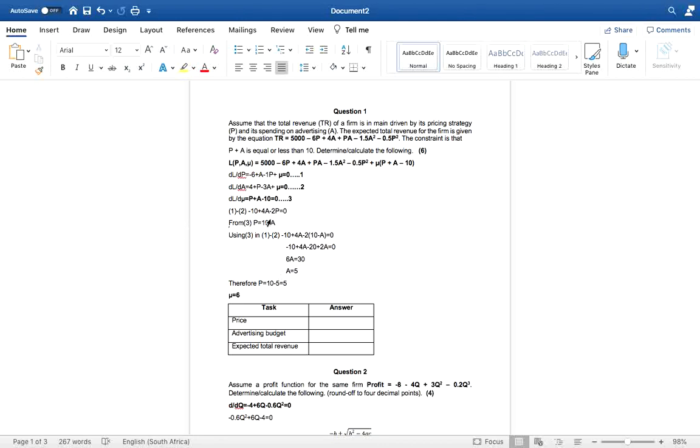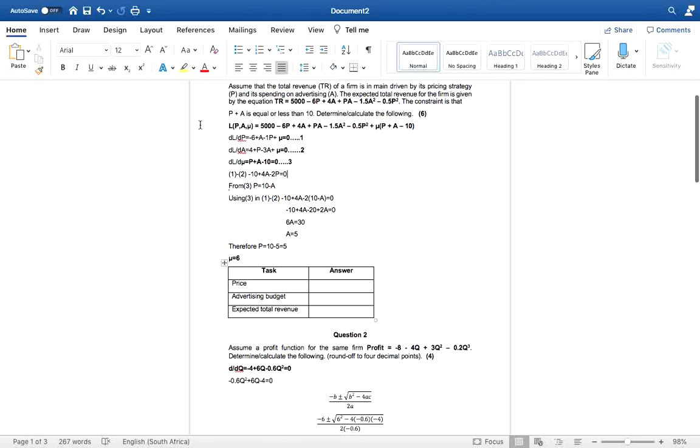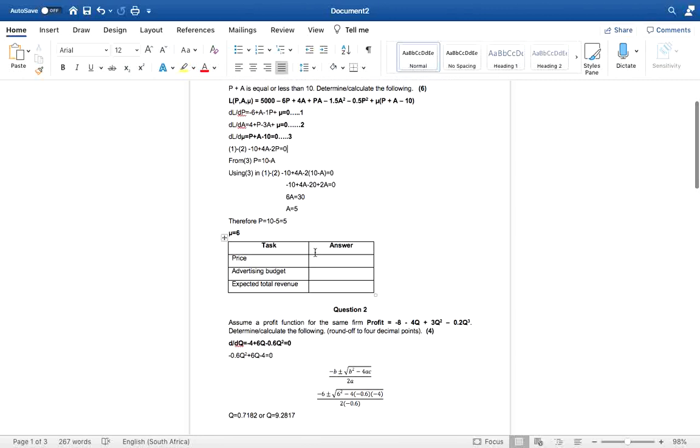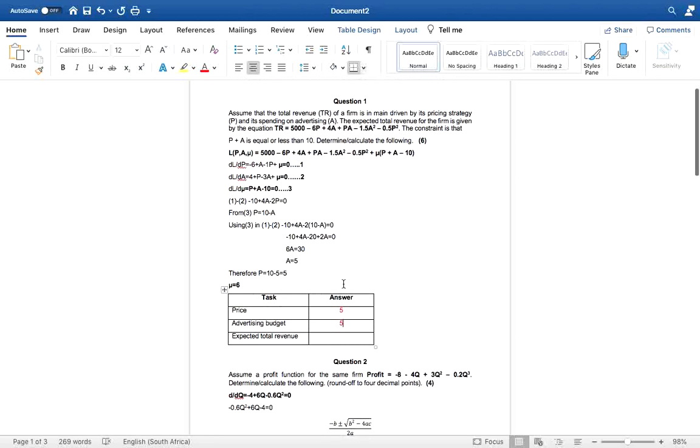And then remember, from equation 3, using these results, we take this a, use it in equation 3, and we get 10 minus 5, which will give you 5. And then mu is equal to 6, but it is not needed for this question. So now to answer the question, the price is going to be equal to 5 and your advertising is equal to 5.